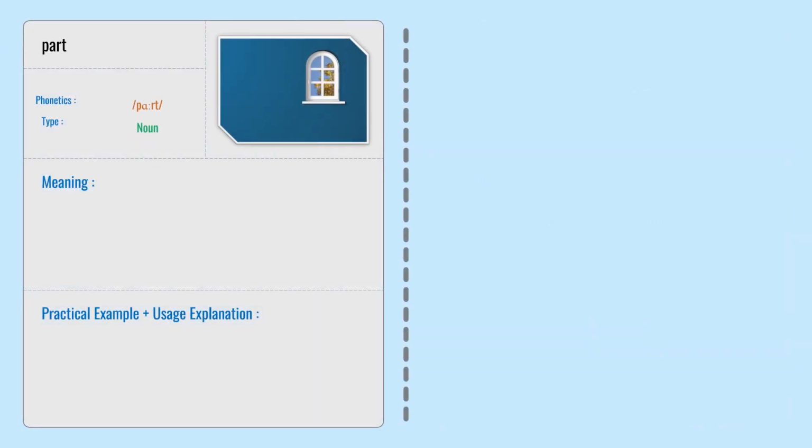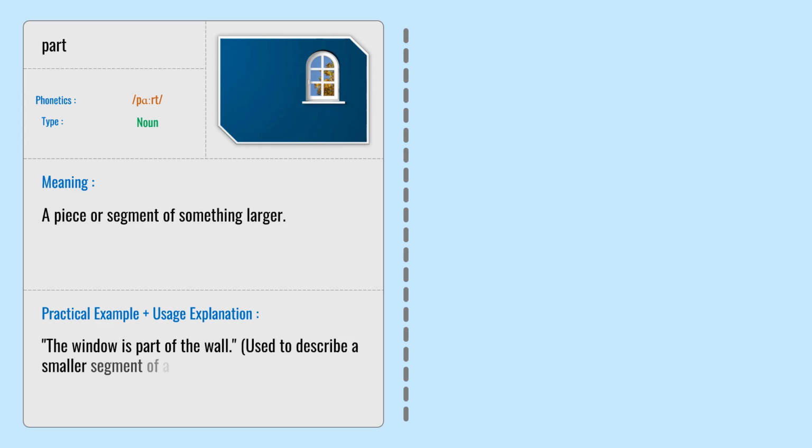Part. A piece or segment of something larger. The window is part of the wall. Used to describe a smaller segment of a whole object.